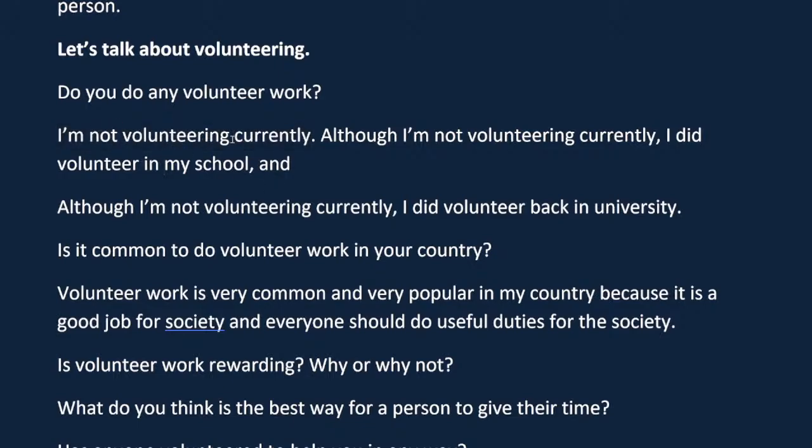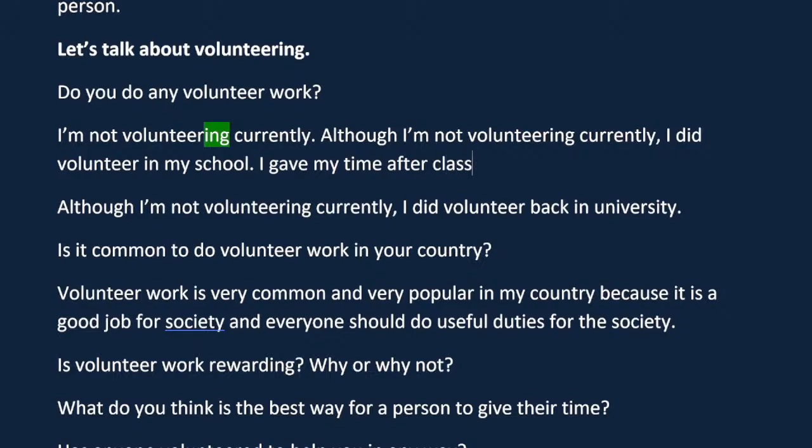I did like that you used a progressive form, so you used the ing form, I am not volunteering currently. And then you said, although I'm not volunteering currently, I did volunteer in my school, which was good, okay? And then you stopped there. What did you do in your school? I volunteered to help the poor students in the high mountain, or maybe some poor students. Okay, sure.